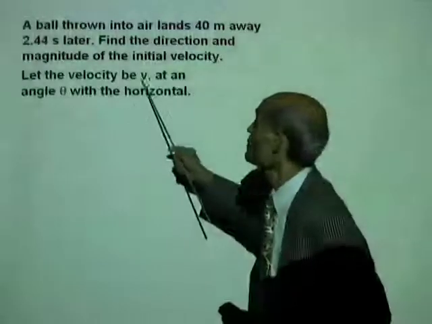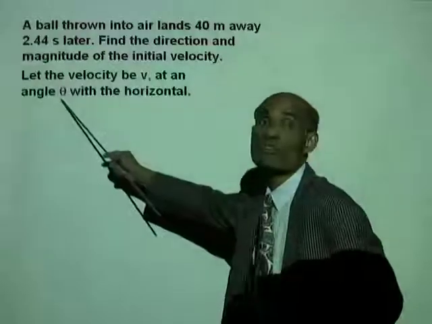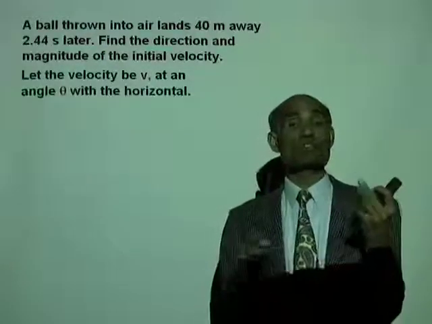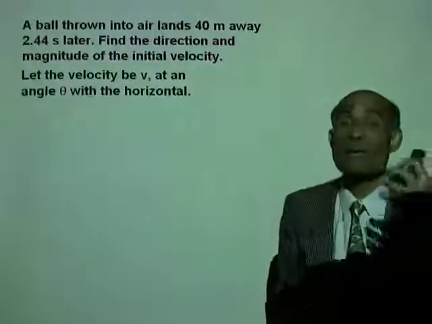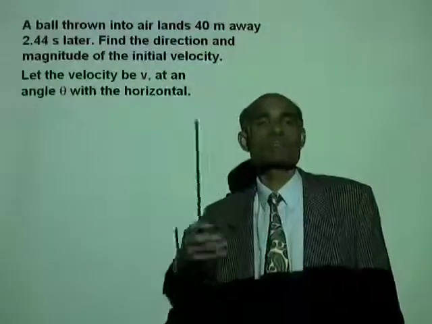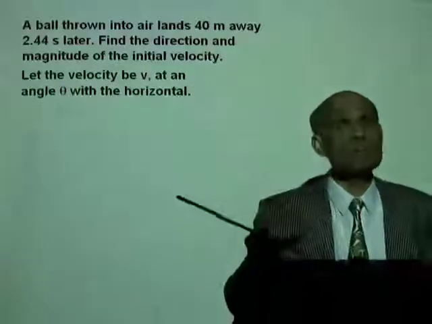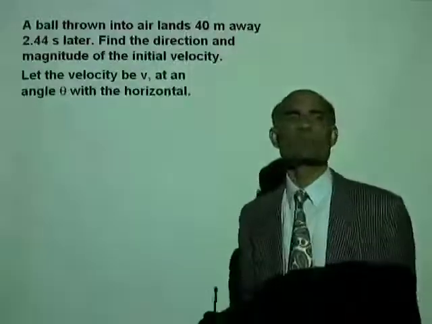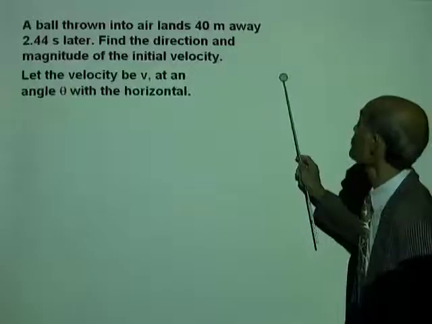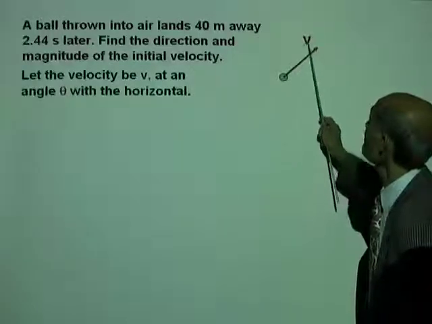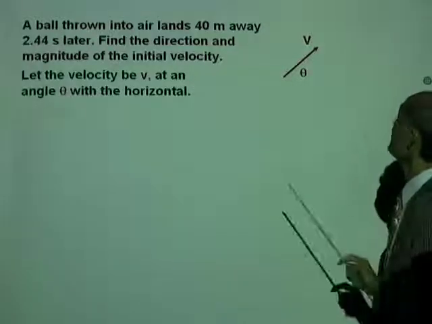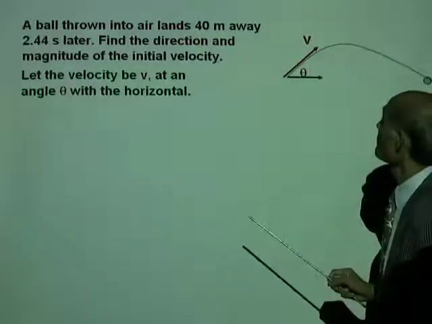So let the velocity be V at an angle theta with the horizontal. We don't know the velocity of projection. We don't know the angle of projection. Alright? So let the velocity of projection be V. Normally we call it V0. Let's call it V this time. And the angle of projection is theta. Alright? Here is the object. It is projected with the velocity V at an angle theta. There it goes. Okay.